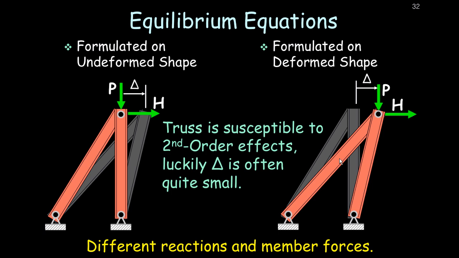Now, I feel a little cheap telling you this story about a truss, because trusses are often very stiff and not as susceptible to second-order effects. But you could certainly imagine a tall, slender truss, and in that case it would be susceptible to second-order effects. So I wouldn't want anyone to say, oh, trusses, I never need to think about second-order effects. It's not true. It all has to do with the slenderness of your truss.